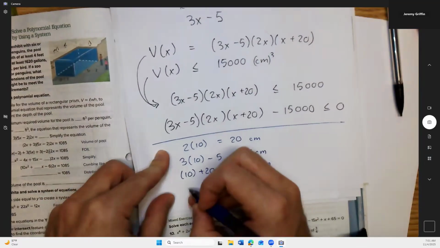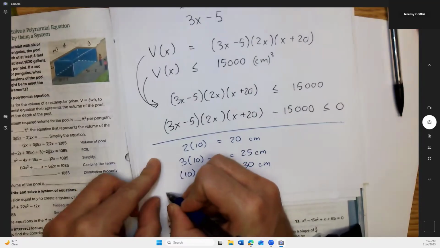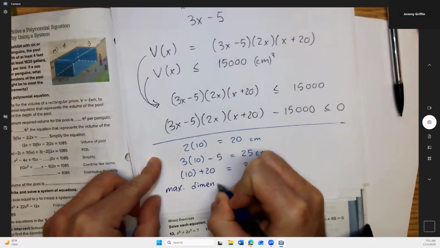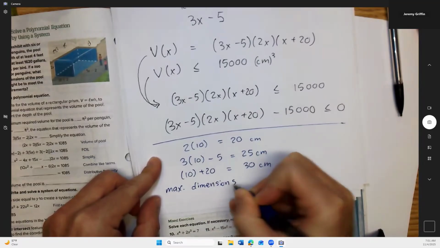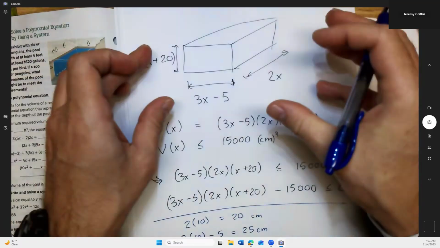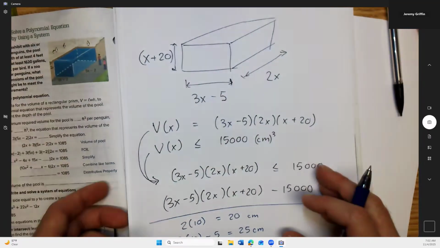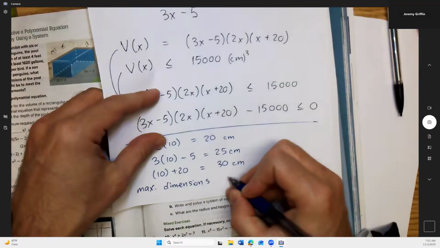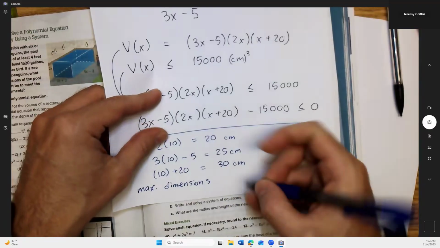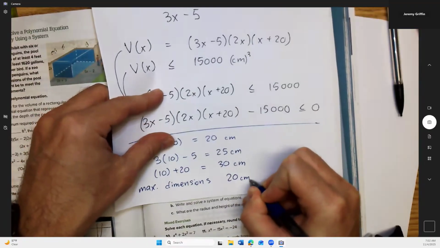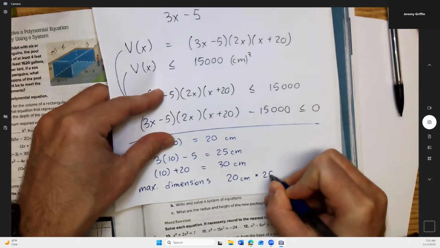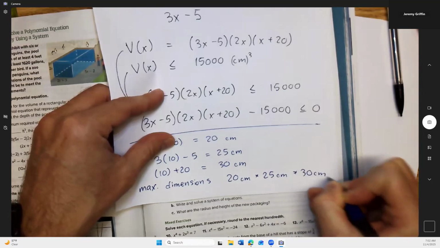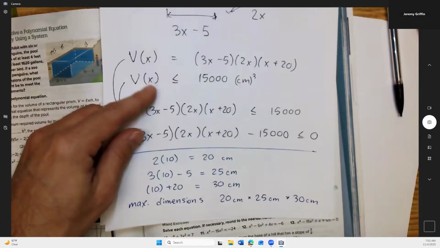So I could say the maximum dimensions to meet all the requirements, to fit this shape from the beginning, but also be able to go through the mail for $7.50, is 20 centimeters by 25 centimeters by 30 centimeters. So that's the biggest package that she can send.